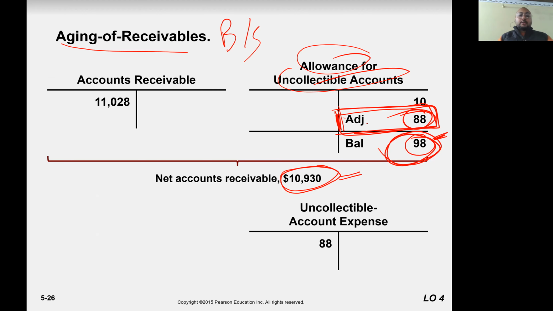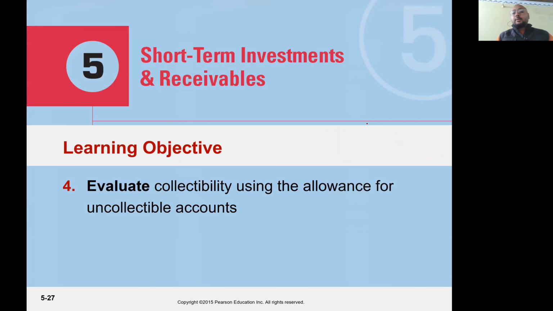All right. So let's take a break, and then we start some examples in which we evaluate collectibility using allowance for uncollectible accounts. Okay. Let's take a 10 minutes break.